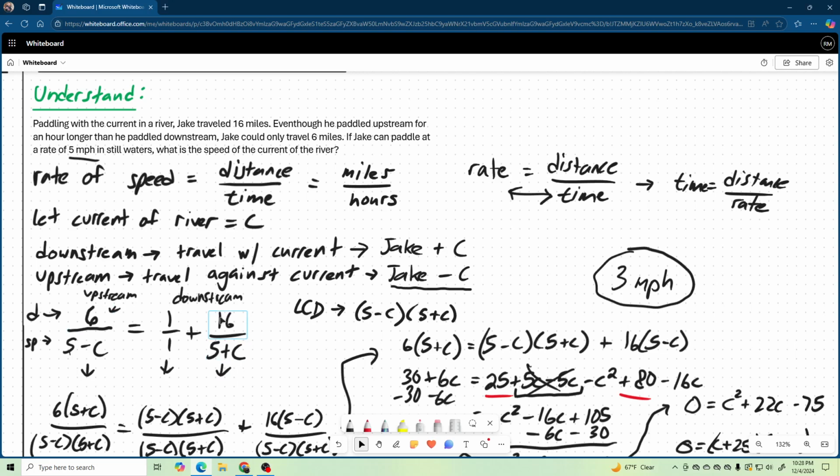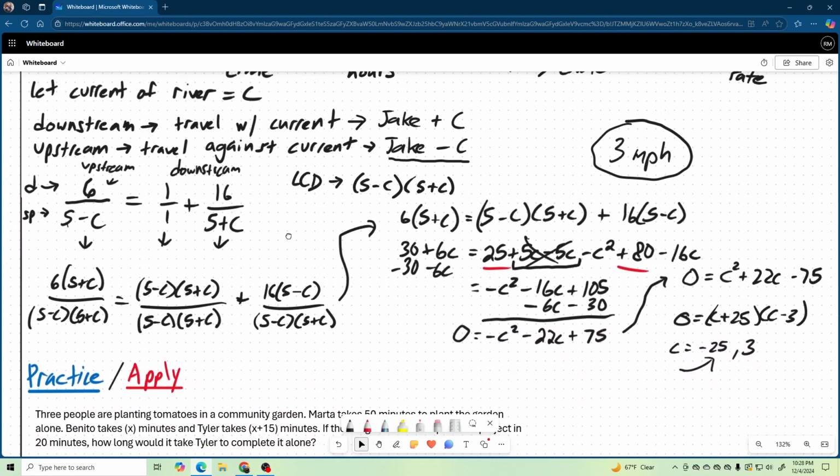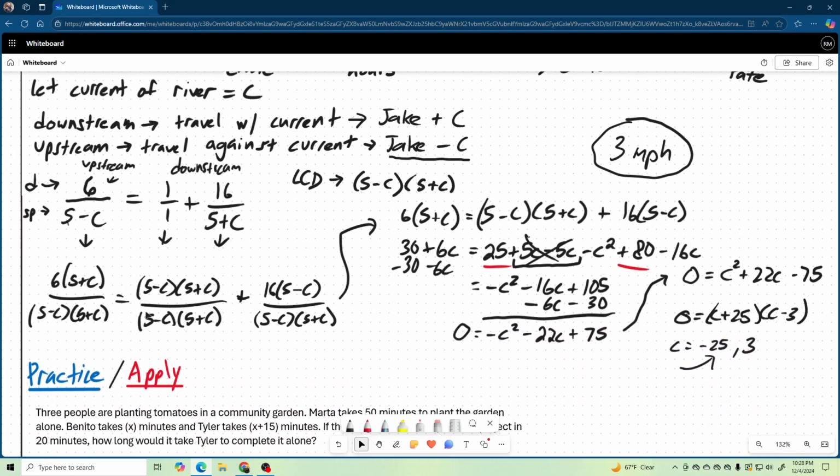But for downstream, our distance was 16 miles because paddling with the current, he traveled 16 miles. And then over 5 plus C, because 5 is Jake's rate, C is the rate we were trying to figure out. Then what we did is we kind of pushed everything down here, found the LCD, made the denominators the same by using the LCD, and of course that means we have to multiply the top by whatever piece is missing. And then from there, we honestly just kind of did a bit of quadratic work.